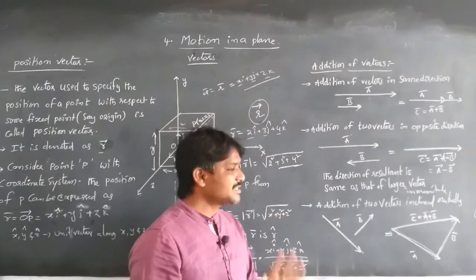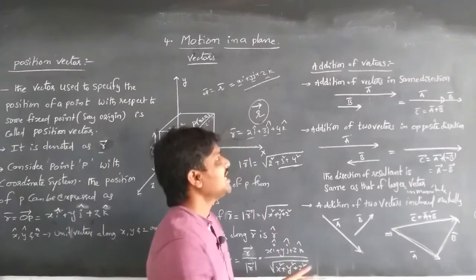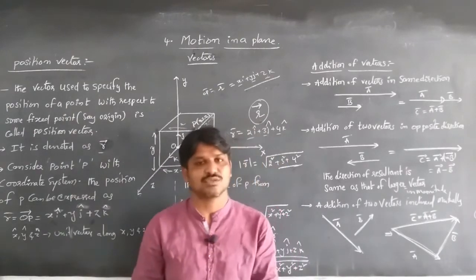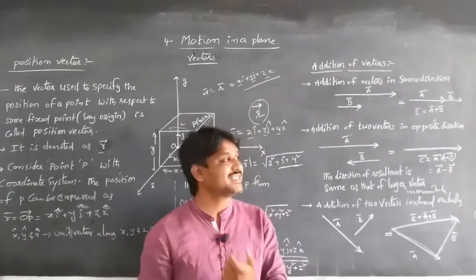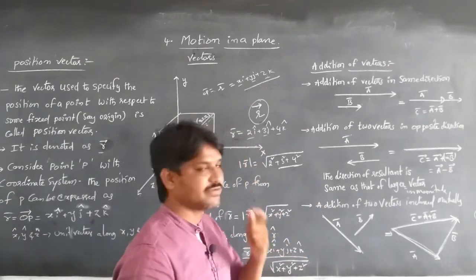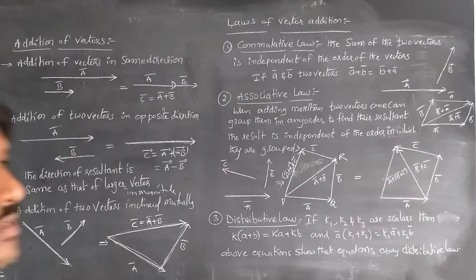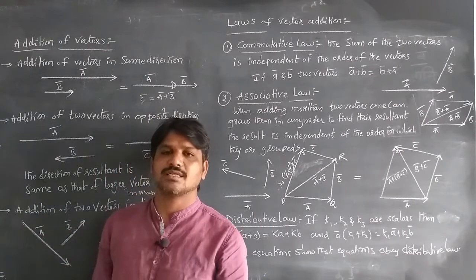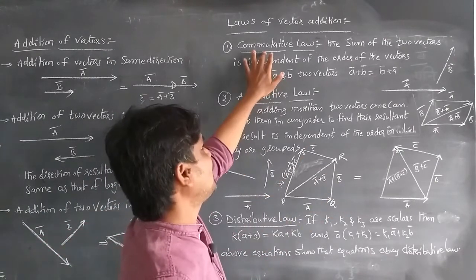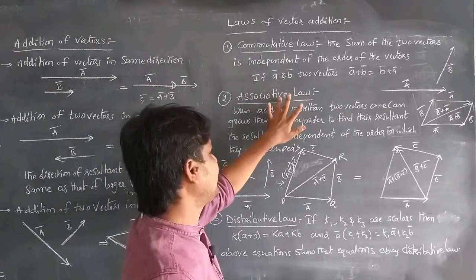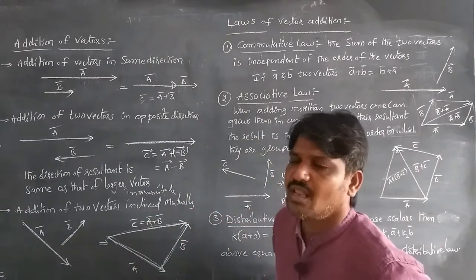Then some of the vectors obey the addition of vectors. What are the laws obeyed by these vectors? The laws of vector addition. There are three types of laws of vector addition: the commutative law, the associative law and the distributive law. These are the three types of laws of vector addition.